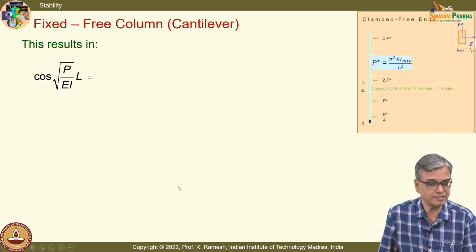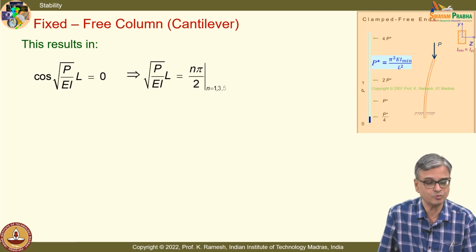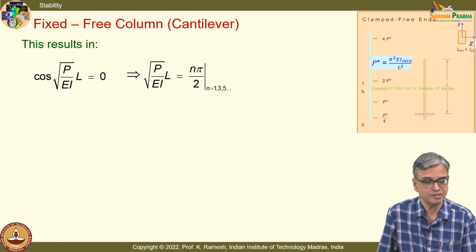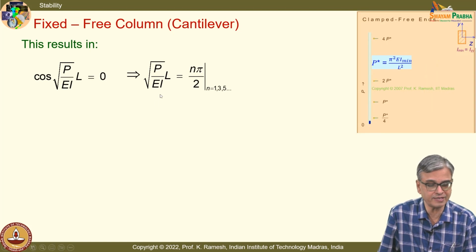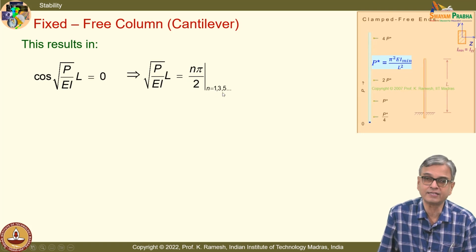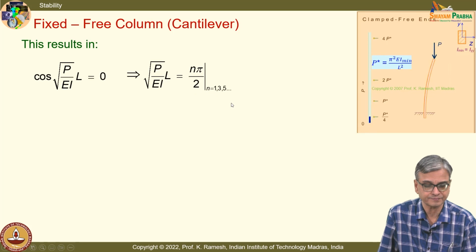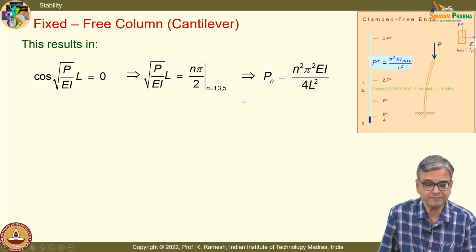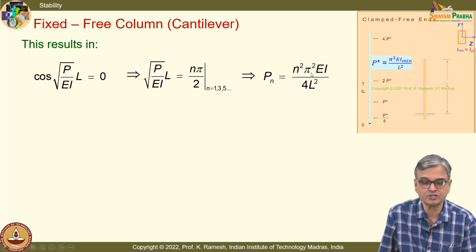So, you have this, and this is again a multi-valued problem. Okay. Any inverse you will have multiple values. So, this says square root of (P by EI) multiplied by L can take the value n pi by 2, n goes from 1, 3, 5 and so on. And you have Pn is given as n squared pi squared EI by 4L squared.